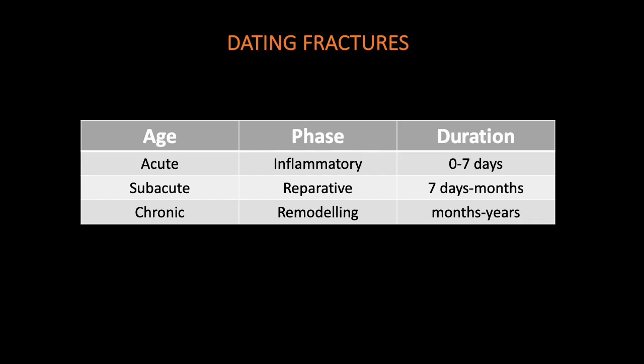The next few slides will discuss how to determine the chronicity of a fracture. A fracture that is within the first week is in the acute and inflammatory phase. A fracture that is within the first week to the first few months is in the subacute and reparative phase, and from a few months to years, it's in the chronic or remodeling phase.